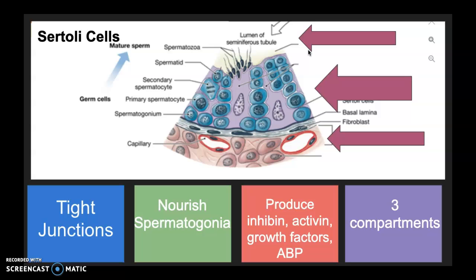This first compartment up here is the lumen of the seminiferous tubule. We then have the basolateral compartment shown here in the purple region. And then on the other side of the basal lamina, the third compartment is that interstitial compartment.